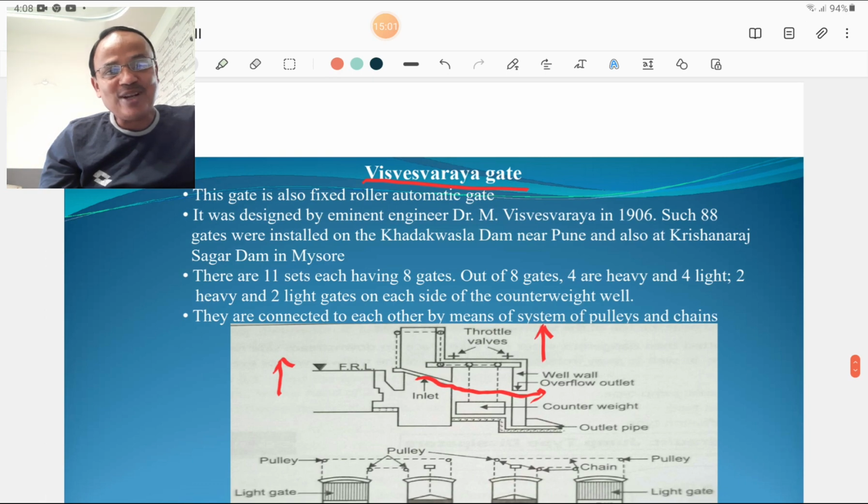The second gate is the Vishveshwaraya gate. This gate is placed on the Khadakwasla Dam. The gate is also a fixed roller automatic gate. So the Reynolds gate and Vishveshwaraya gate both are fixed roller automatic gates. So you must know that.